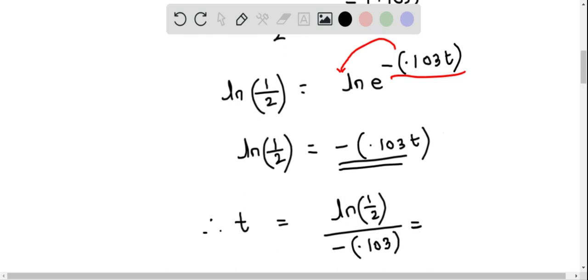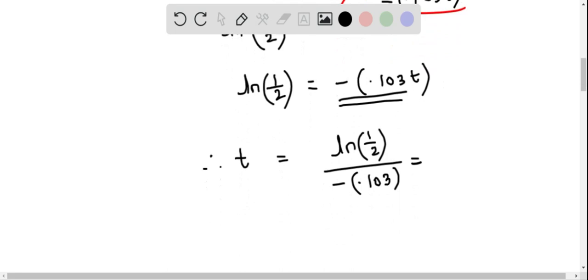And we can put this expression into the calculator. And when we do that, we get approximately 6.73. So we see that it takes 6.73 years for the population to reach half of the initial population.